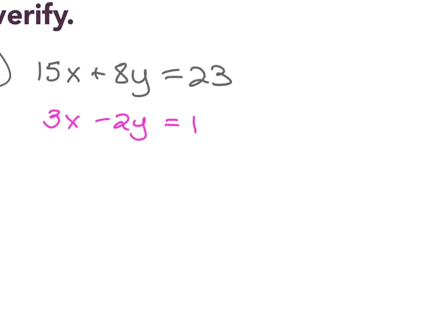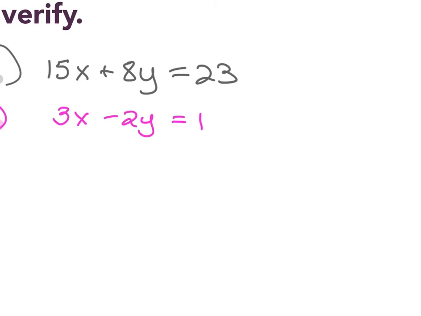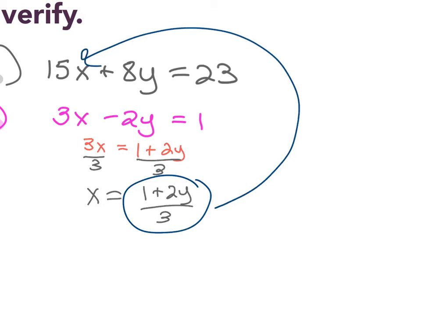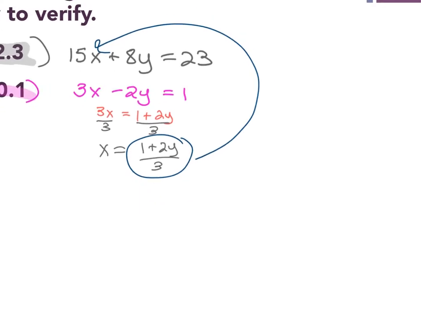Now I've got to look at this system and say what's easiest to solve for. Okay, x in which one? Second one. So you would do 3x equals 1 plus 2y, and then divide everything by 3. And I get x equals 1 plus 2y over 3. And you could leave it like that, or you could split it and make it 1/3 plus 2/3. Doesn't matter, because we're plugging this into this one. It might be easier to leave it how it is.